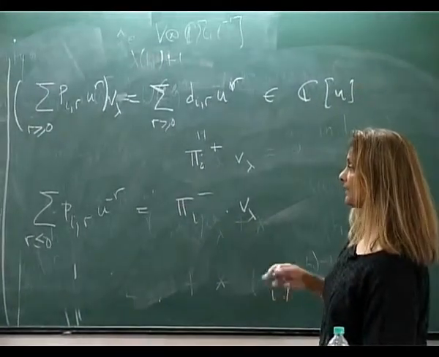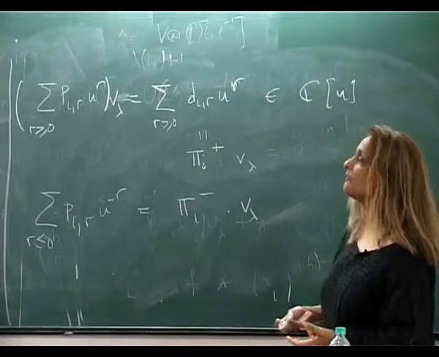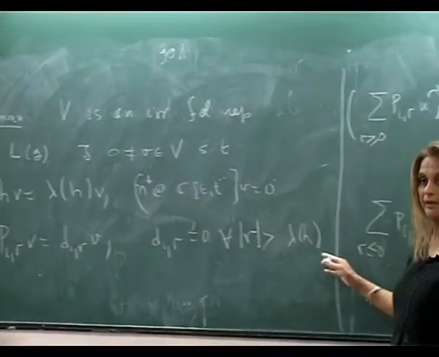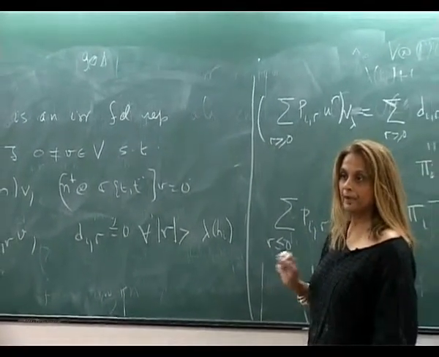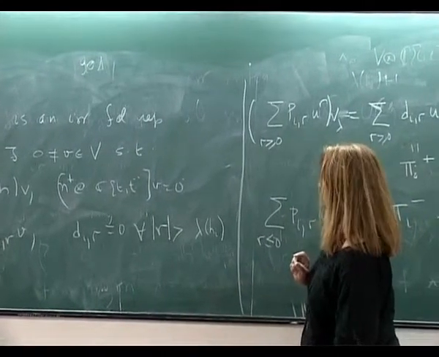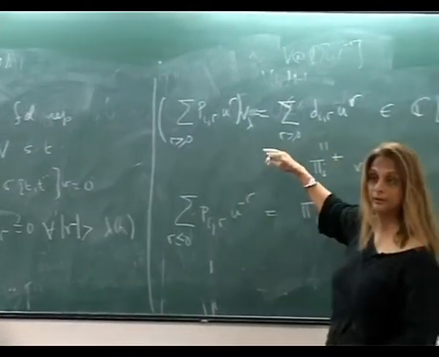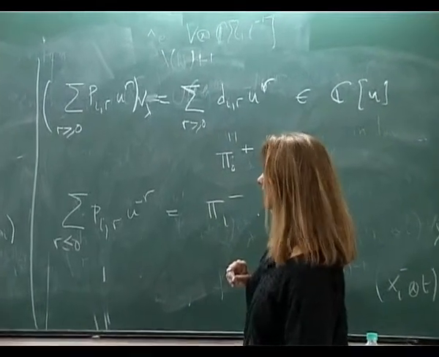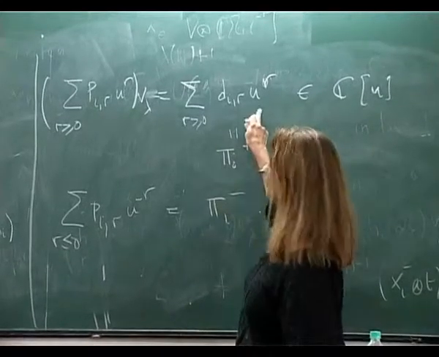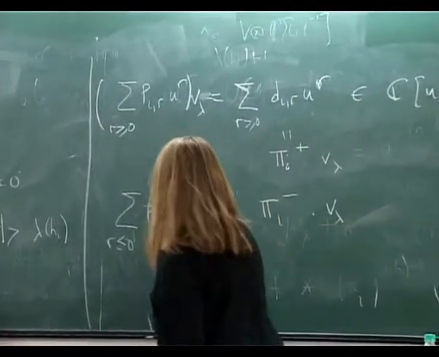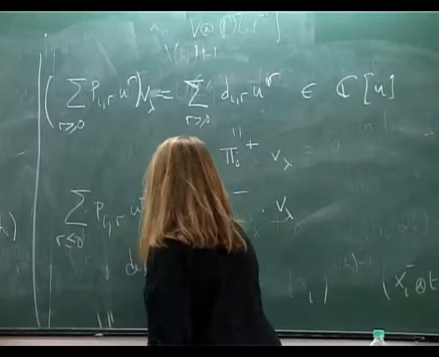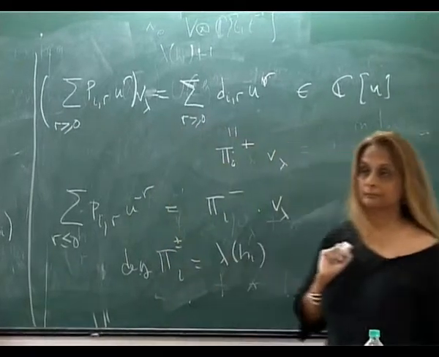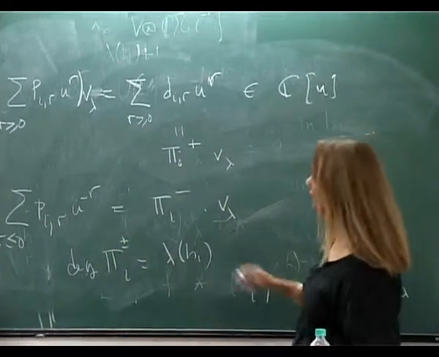Okay, so there is still a certain rigidity; everything is supposed to be very rigid. I've got my lambda, and I've got that this is 0 for all r bigger than this, right? So what does that tell me about the degree of this polynomial? It's supposed to tell me that the degree of pi I is exactly equal to lambda of h_i, pi I plus or minus. Okay? There's still too much freedom.